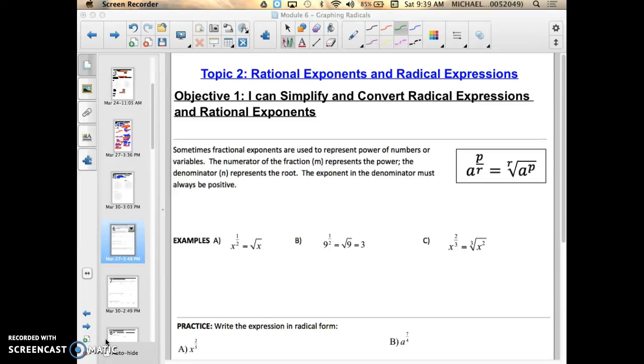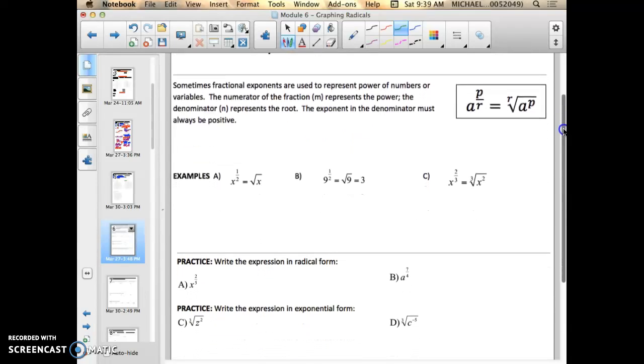So again, this objective states that I can simplify and convert radical expressions and rational exponents. So mainly simplifying radical expressions and then converting between radical expressions and rational exponents. All right, so to begin, we're going to go through some notes here.